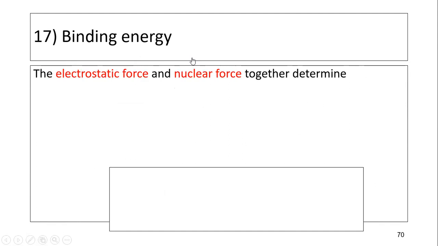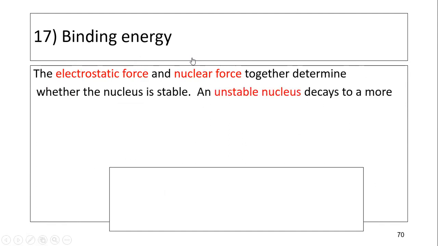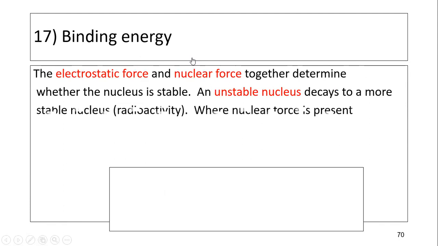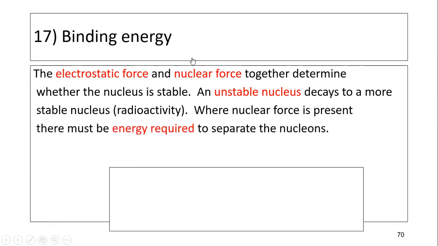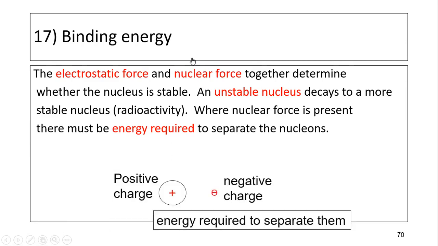Electrostatic force and nuclear force together determine whether the nucleus is stable. An unstable nucleus decays to a more stable nucleus. That means it's radioactive if it's unstable. Remember, nuclear force is attractive. So if you want to draw the nucleons apart, we must supply energy. Energy is required to separate the nucleons.